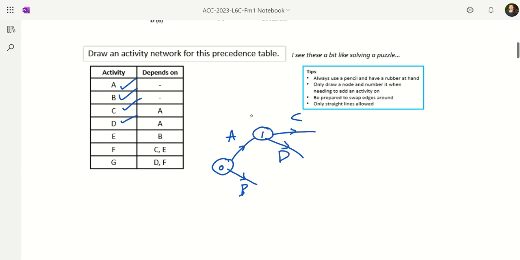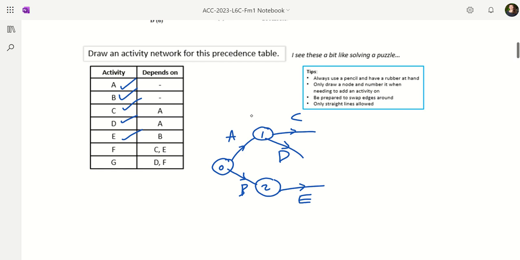Now it says be prepared to swap edges around. That's going to become apparent in a second. Let me just do E first. So activity E is dependent on B. So I want to draw another arc, so I'm going to draw my node 2 to say this is where activity B finishes, and off of that I'm going to have activity E. Now activity F depends on C and E, so what I want here is I want this arc C and this arc E both going into a single node and coming off of that node representing completion of C and E is going to be the activity F.